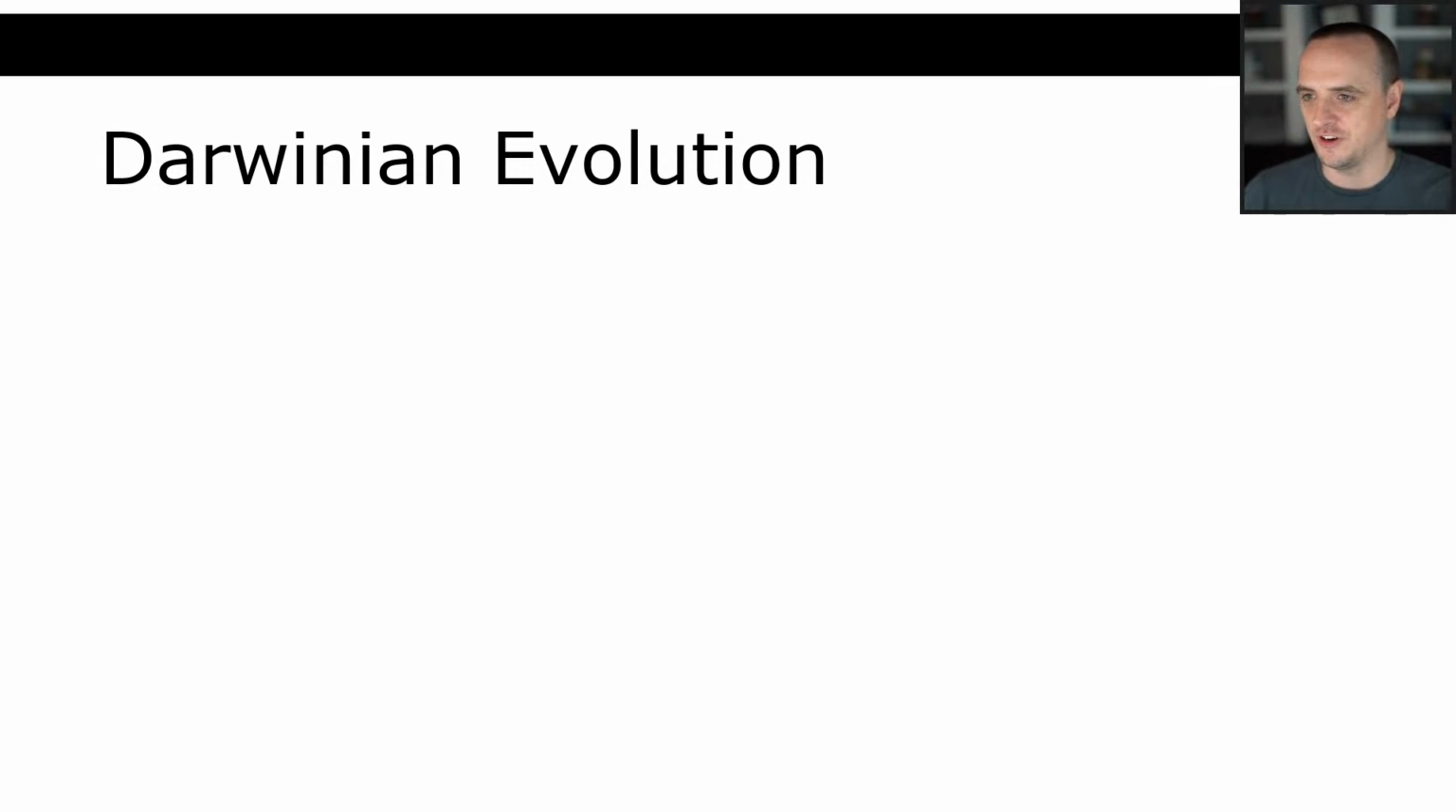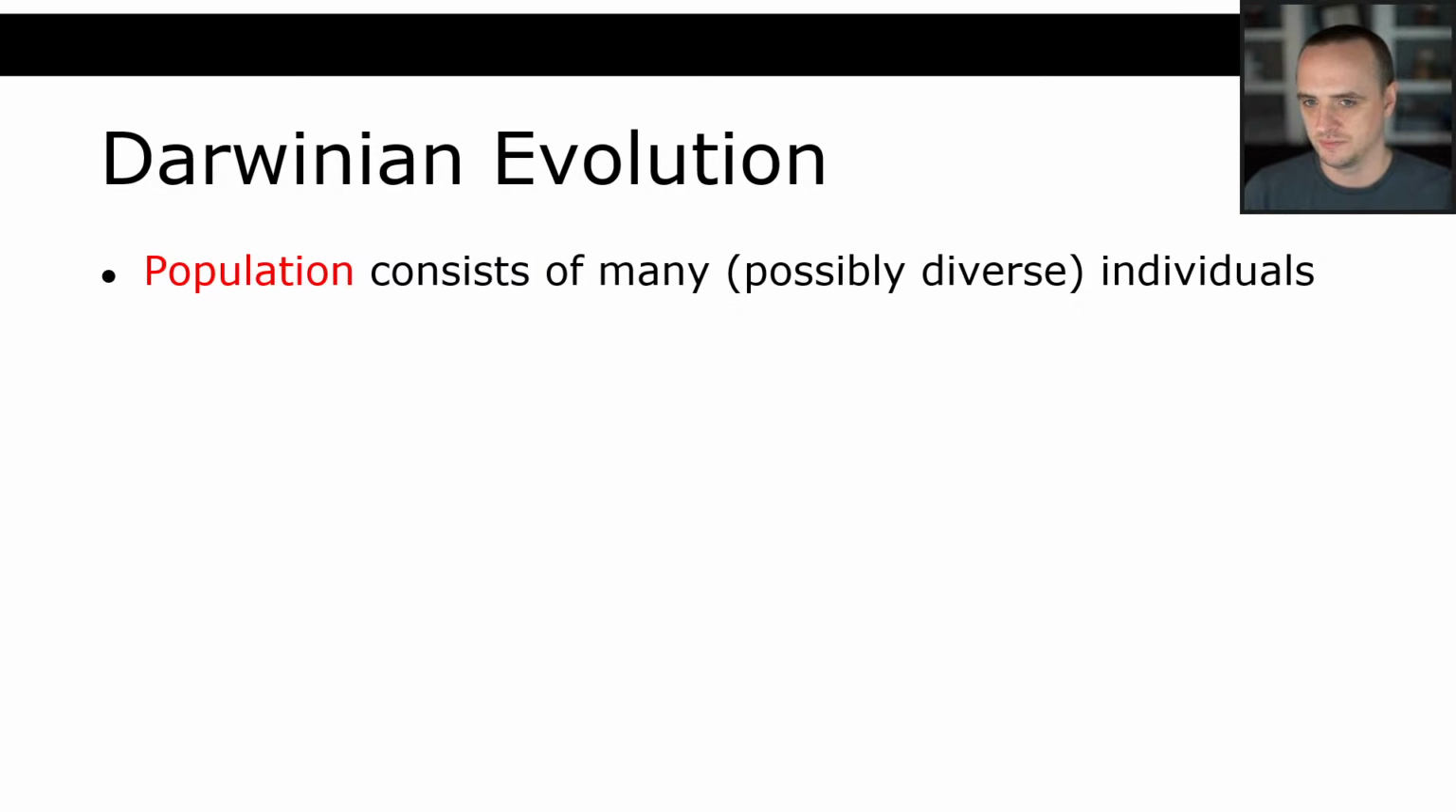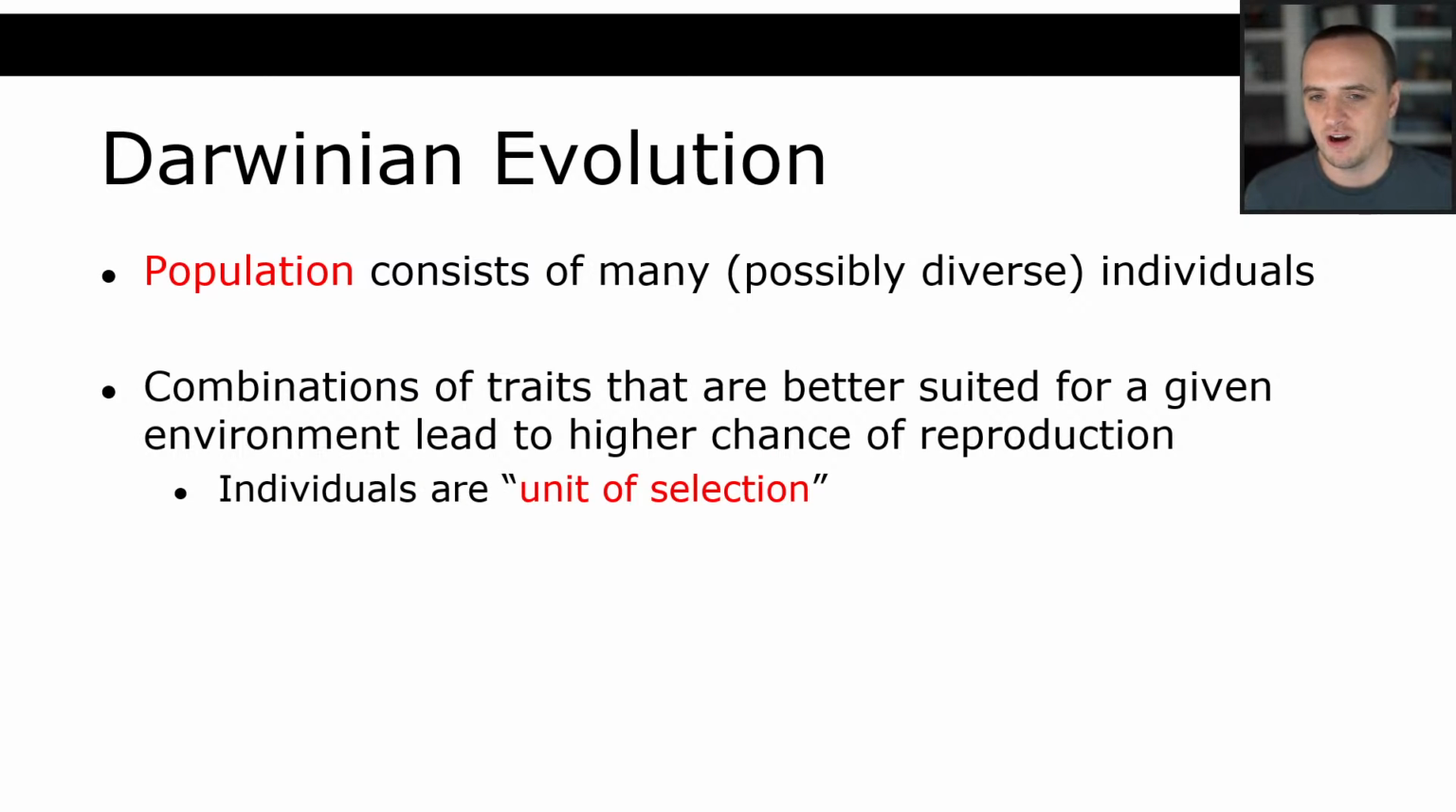Here are some definitions that we're going to be talking about during this lecture. A population consists of many different individuals. For example, later when we run our algorithm, we may have a population of 1,000 individuals. If we're talking about mice in the real world, there may be millions or billions in that population. Combinations of traits that are better suited for a given environment lead to a higher chance of reproduction.